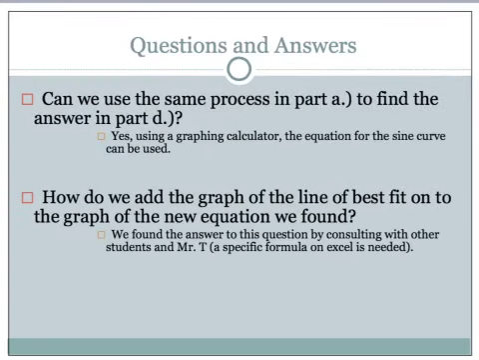We came up with some important questions from the project and asked a few teachers. The first question was, can we use the same process in Part A to find the answer in Part D? Yes, using a graphing calculator, the equation for the sine curve can be used. The second question is, how do we add the graph of the line of best fit onto the graph of the new equation we found? We found the answer to this question by consulting with other students in Mr. T's class. A specific formula in Excel is needed.